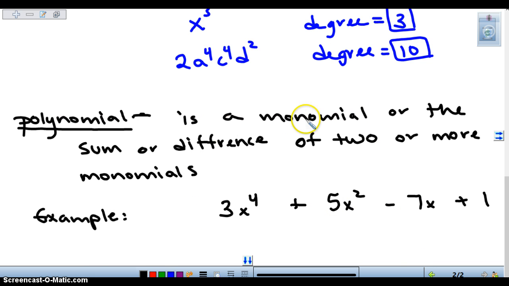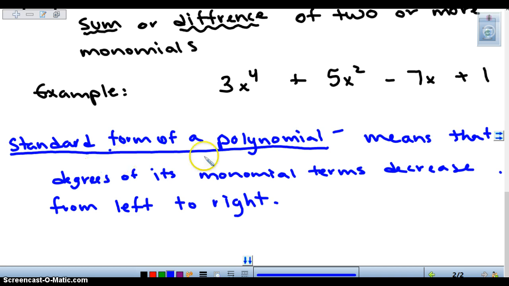A polynomial is a monomial, or the sum or difference of two or more monomials. For example, 3x to the 4th power plus 5x squared minus 7x plus 1 is a polynomial. Each of these terms is a monomial, and this would be either the sum or difference of all these monomials, forming a polynomial. The standard form of a polynomial means that the degrees of its monomial terms decrease from left to right.